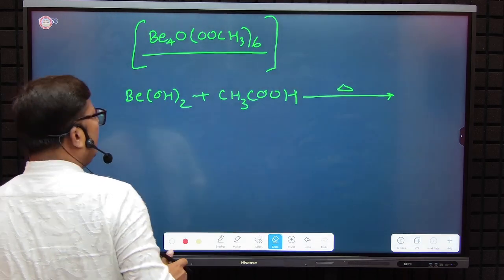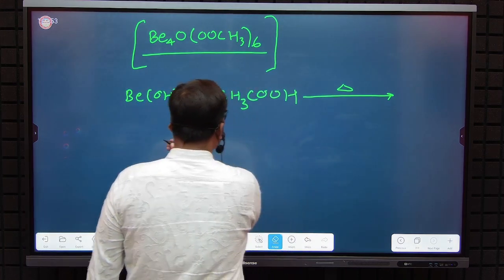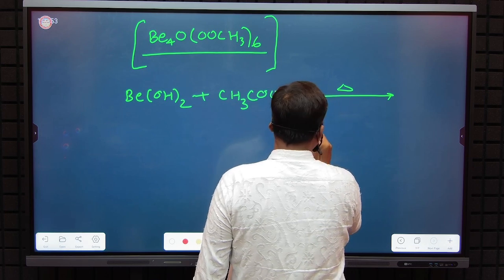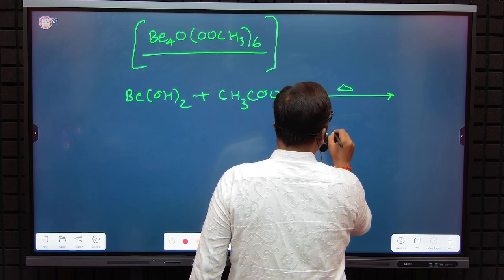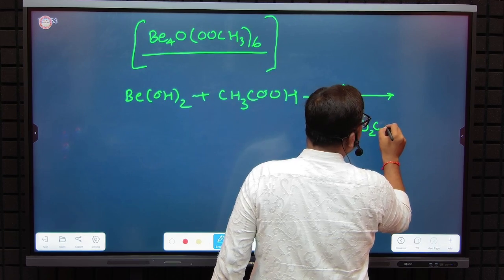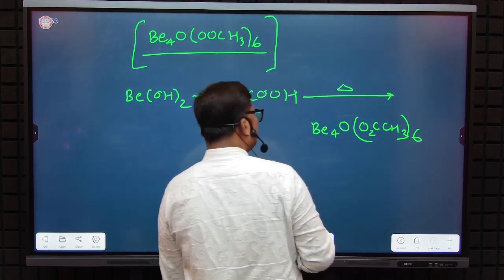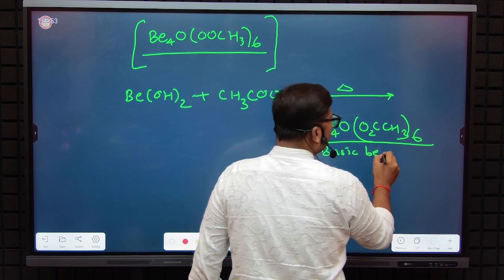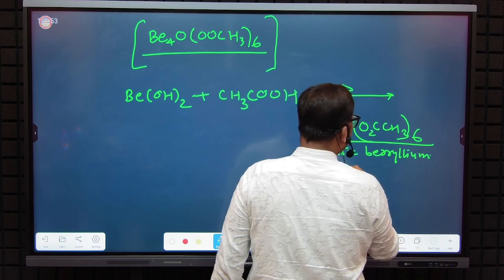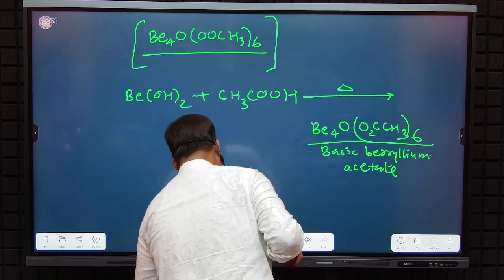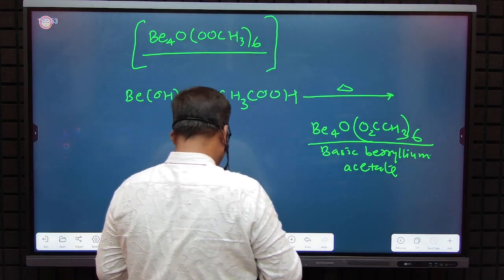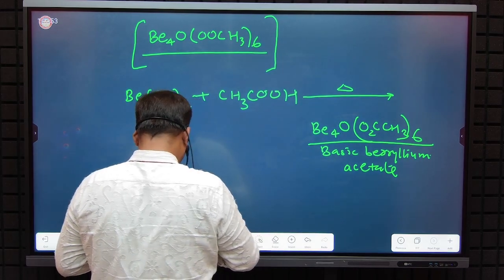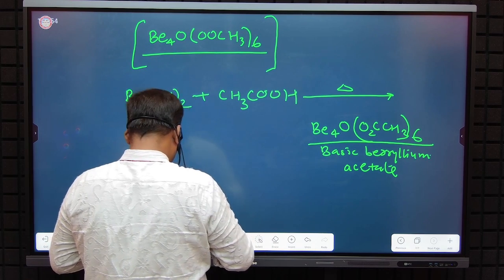So in presence of acetic acid, once it is evaporated, it forms Be4O(O2CCH3)6. This is called basic beryllium acetate, right? So basic beryllium acetate contains several structural aspects, and that is because of the stability of the particular complex.